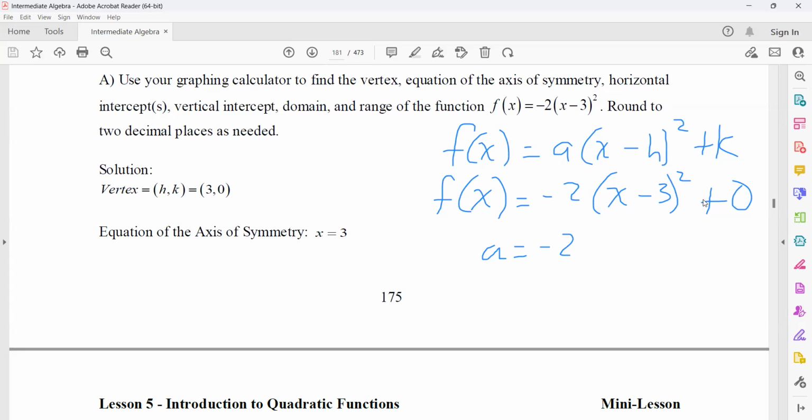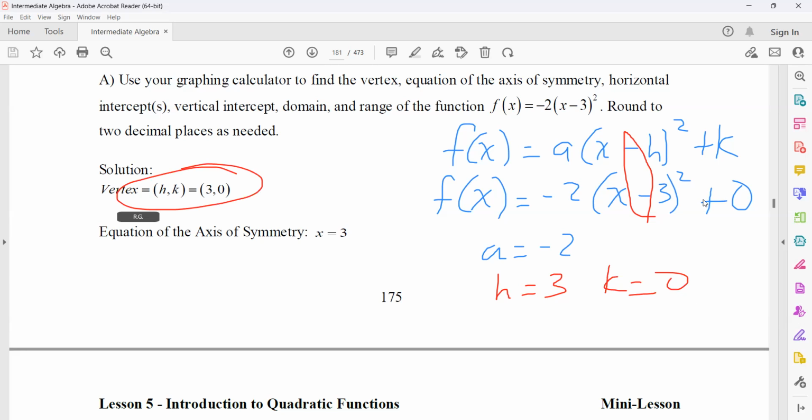Now, this is very important because you have to make sure that your signs here are the same. I have a minus and a minus. So my h is going to be 3. Then my k is 0. There we have it. So my vertex is (3, 0). Now, if my vertex is (3, 0), the equation of axis of symmetry is going to be my x value of the vertex, which is 3. So x equals 3. Again, make sure you write x equals 3 because it should be an equation. Don't just write 3.